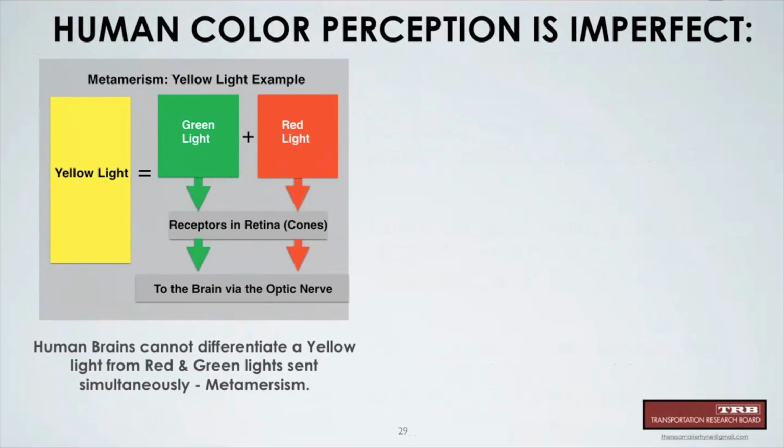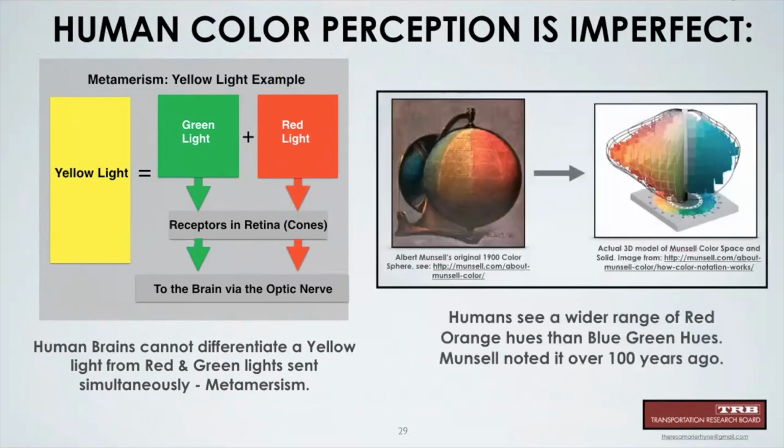So human color perception is imperfect. Here's the idea: yellow light, green and red combined make yellow light. You can say, oh, but it's true. It's true, not lying. The first person that began to really study this heavily that we know of was a guy named Munsell.